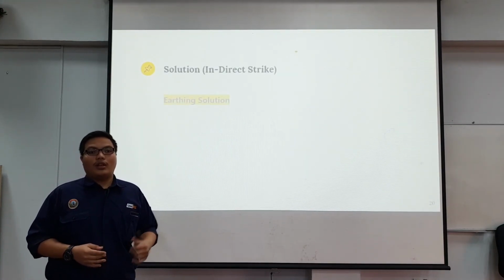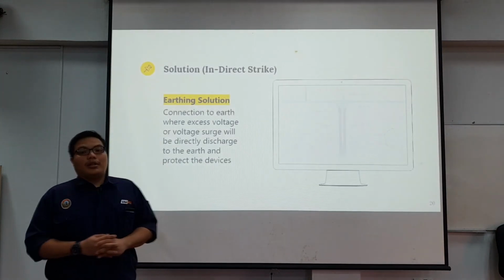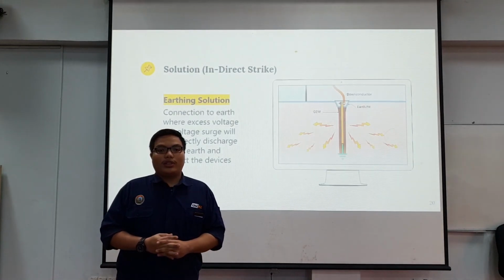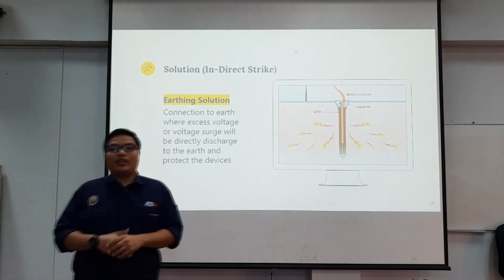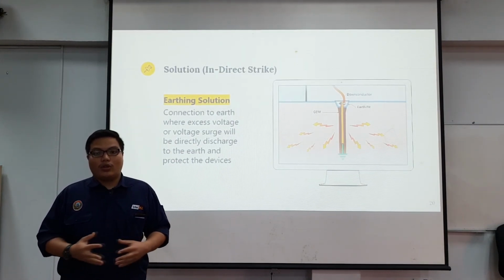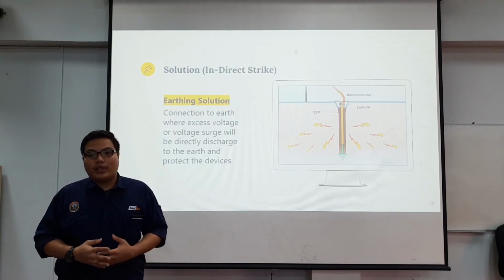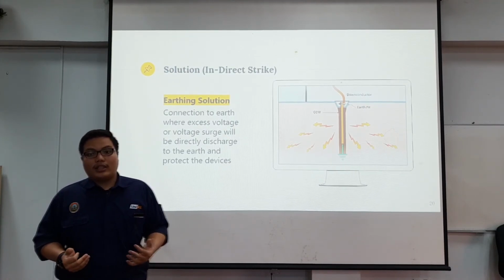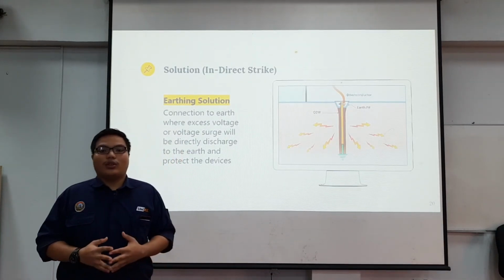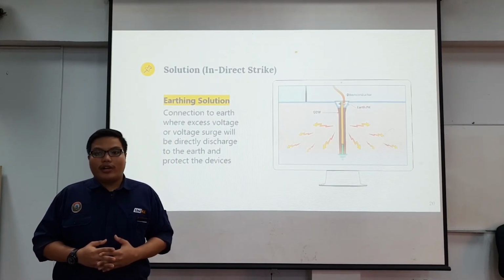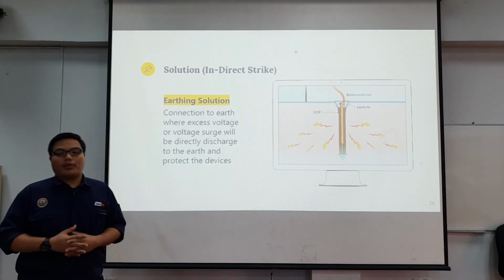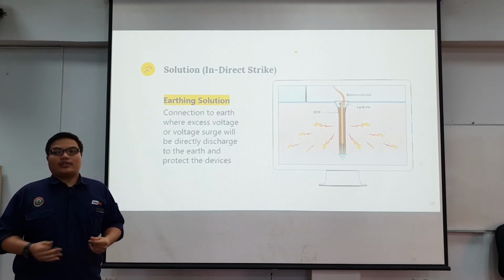And the last solution for indirect strike is by using earthing solution. Earthing solution is actually by connecting the devices or components that will connect the lightning strikes to the earth, while excess voltage or voltage surge will be directly discharged to the earth and protect the devices from exploding.